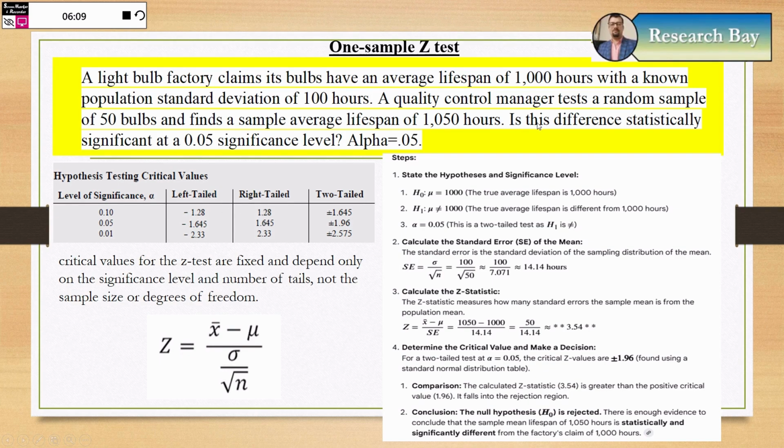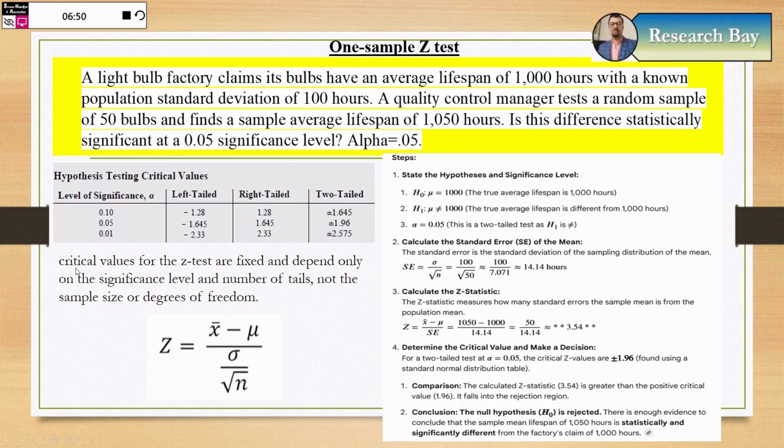In this case, we are just saying that we want to find out whether this difference in the lifespan of this sample of 50 bulbs is different from the population working hours or not. Because in the sample it is 1050 hours, which is more than 1000 hours, which was for the population. So that means it's a two-tailed test.